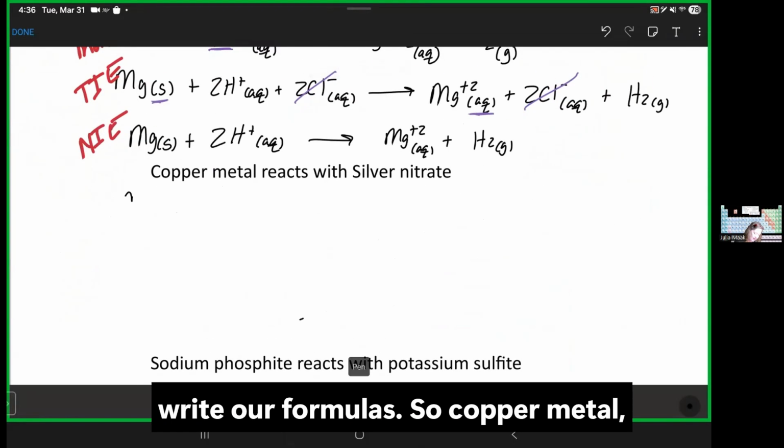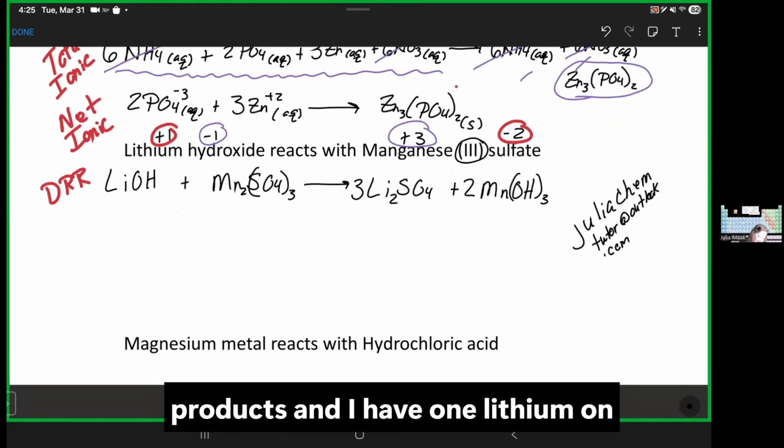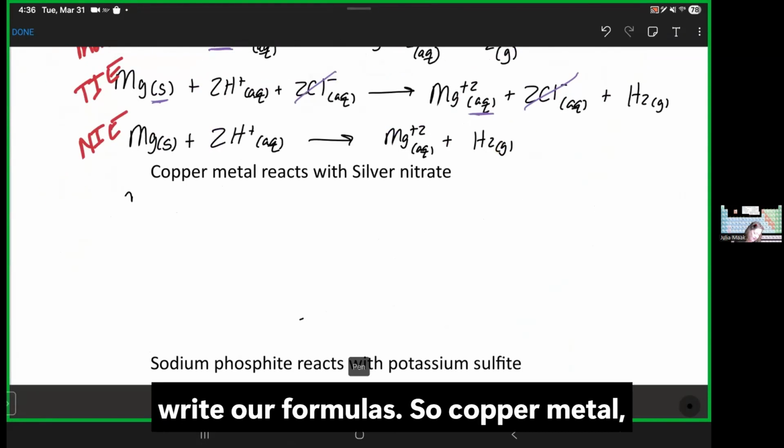So I balance my equation. I split my strong aqueous. I did not split my solids. And now I identify my spectators. Copper is not the same on both sides. This one is a solid. That one is aqueous with a charge. Silver is not the same on both sides. This one on the reactants is aqueous with a charge. This one on the products is a solid. Not the same. They do not cross out, not spectators. They were involved in the reaction. My 2 nitrates are exactly the same on both sides.